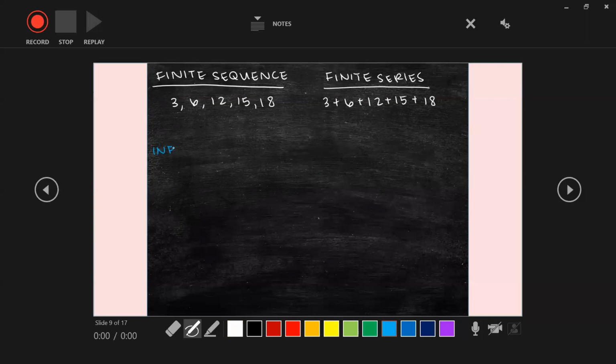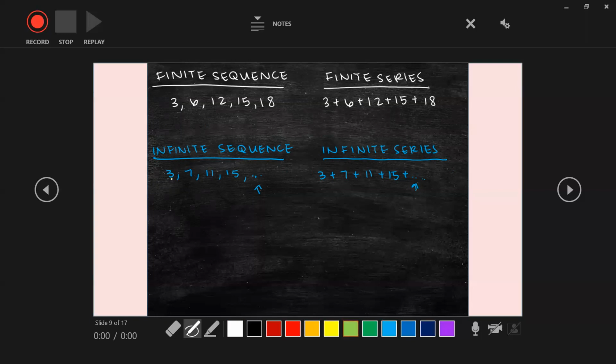An infinite sequence we've also talked about. We just didn't call it that. An infinite sequence is whenever you have some numbers like 3, 7, 11, 15, and so on, but you have these little ellipses. And you'll have an infinite series where you have 3 plus 7 plus 11 plus 15 and so on. So keep in mind, you're going to have those little ellipses there.